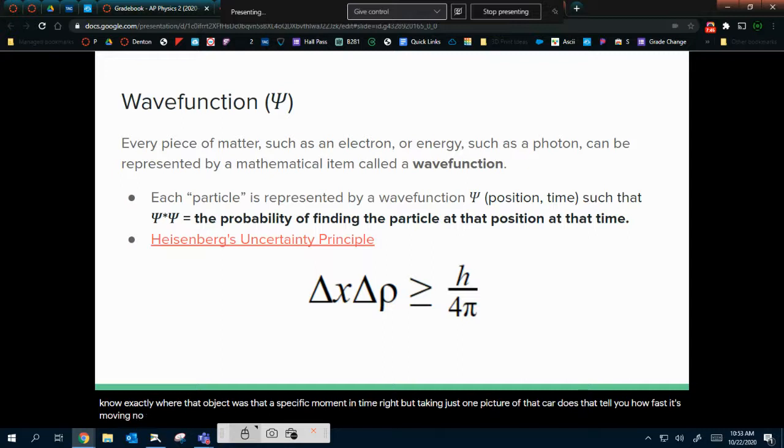No. So essentially, you would know the x position absolutely down to a certainty. So there would be no delta here, but your momentum would be infinite because we have literally no idea what it is. Does that make sense?